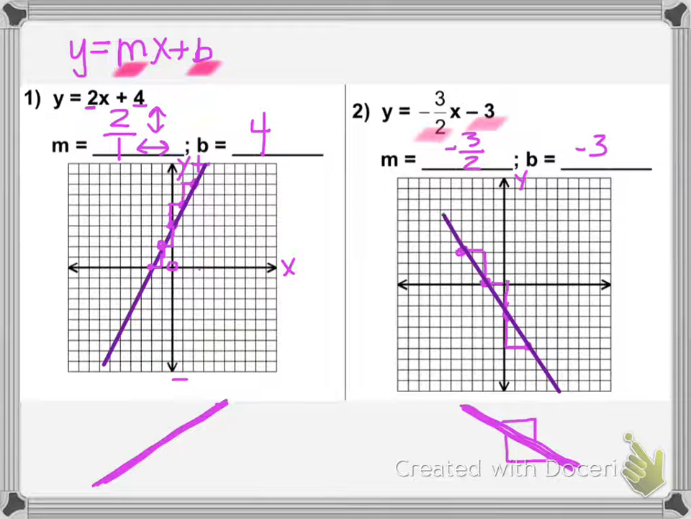So I kind of should have started up here. Let's see if I can fix this. Up 3 over 2. There we go. That's pretty good. All right, let's try some more.